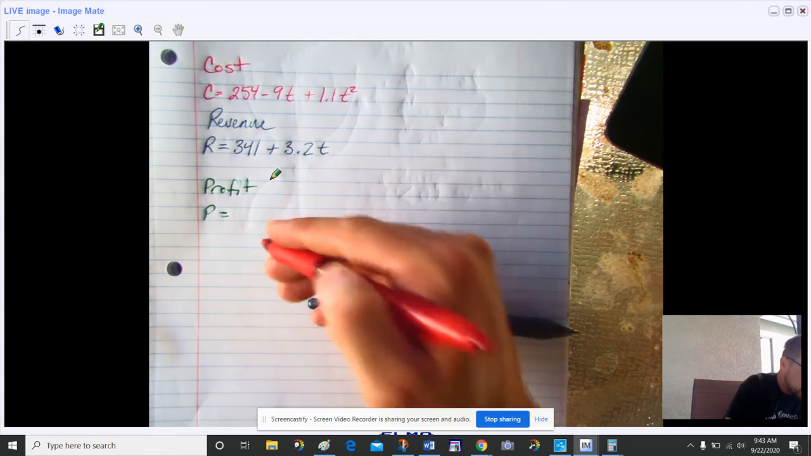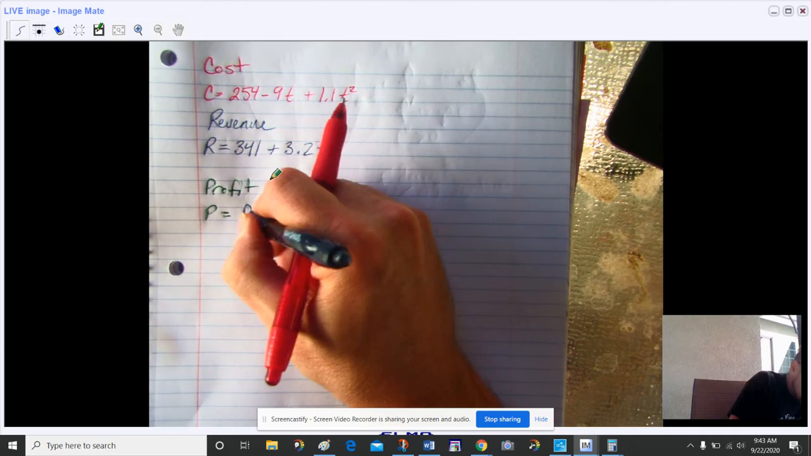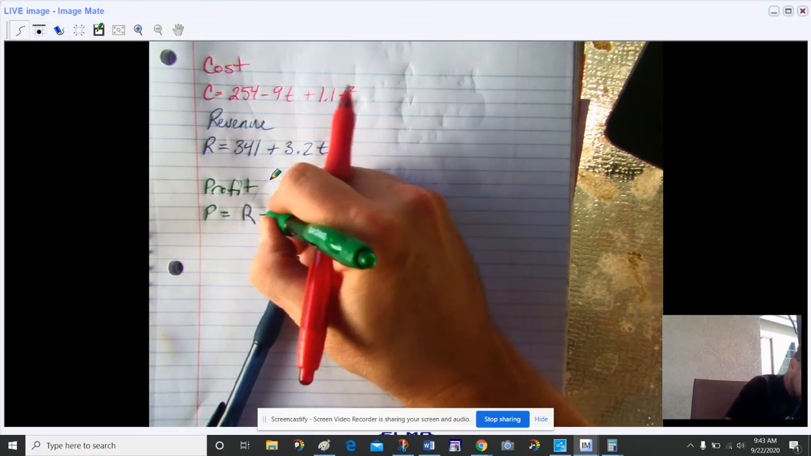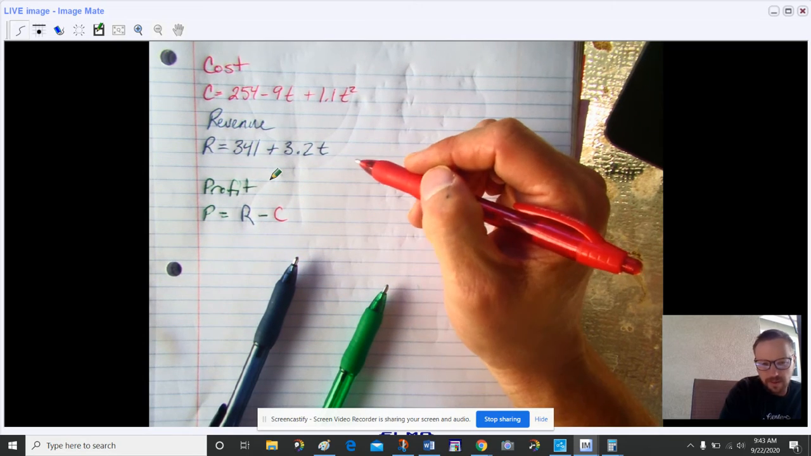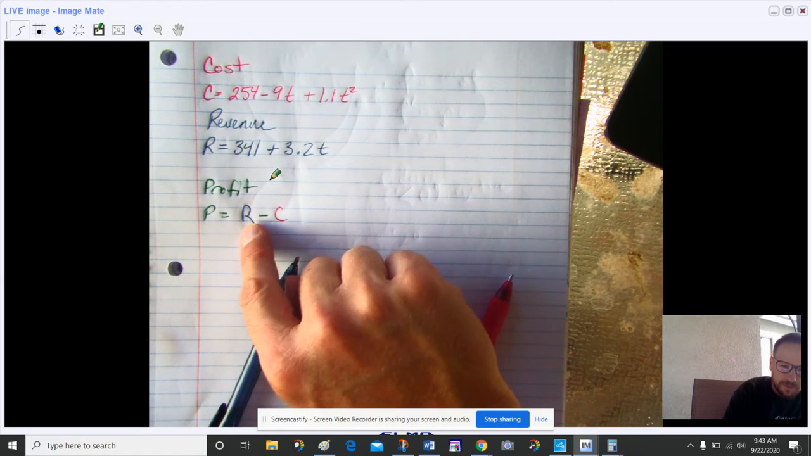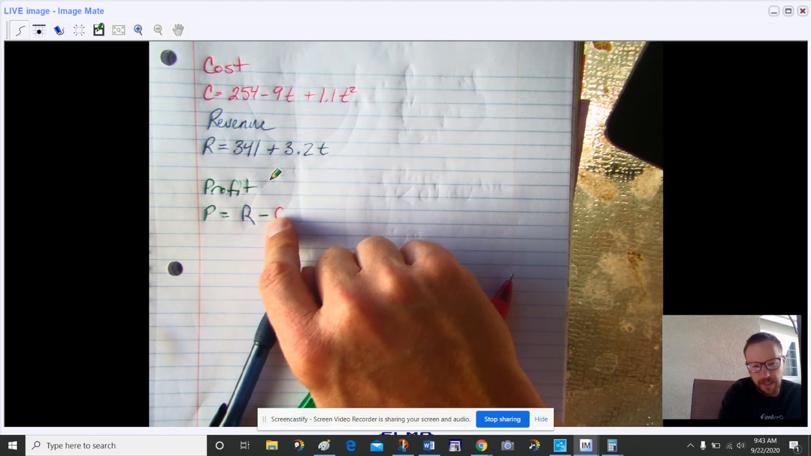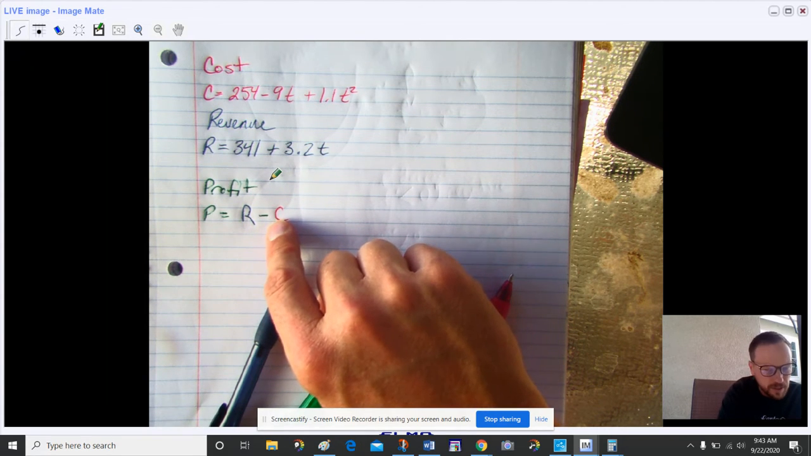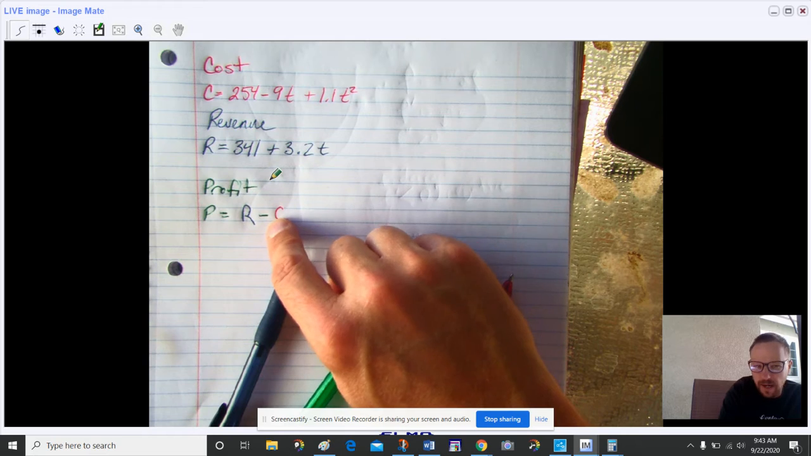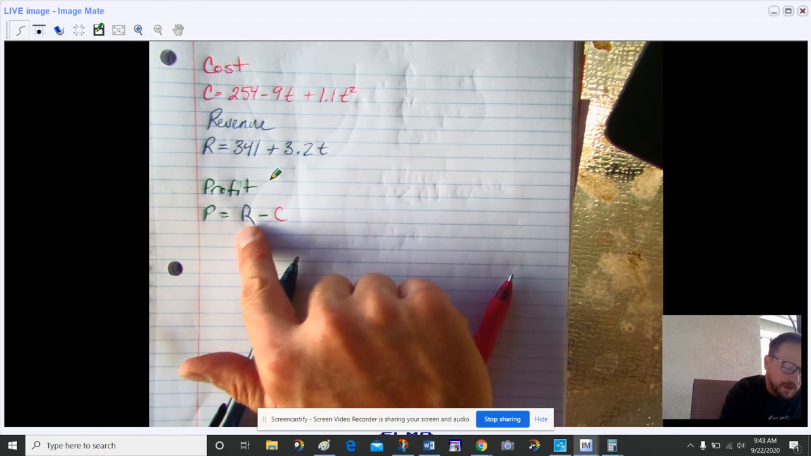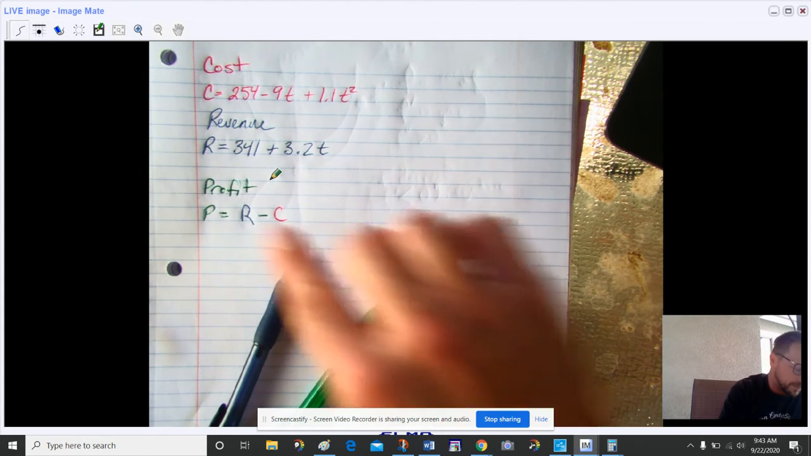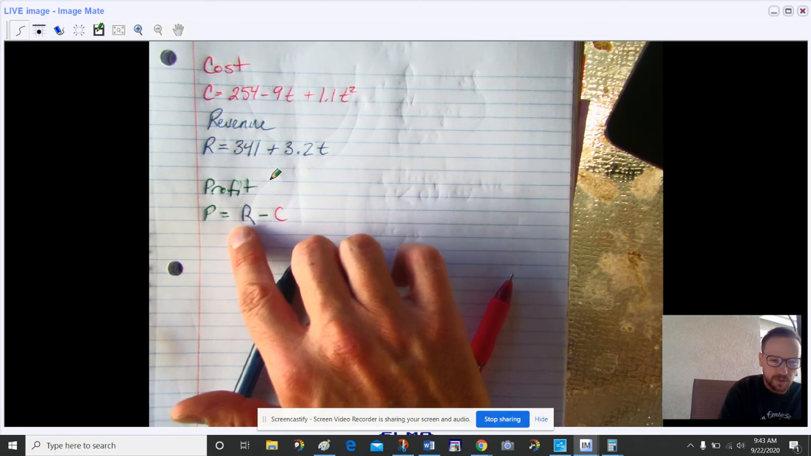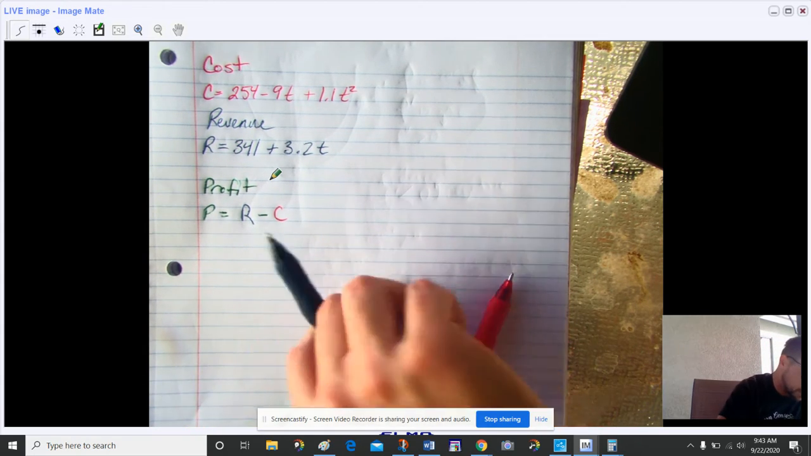All right. Profit is revenue minus cost. That is how that works. Profit is revenue minus cost. Revenue is the money you bring in. Cost is what you have to pay to produce it: materials, turning the lights on, hiring employees, all that fun stuff. Revenue is the money that you take in, so all the money that people send your way. Profit is all the extra left after you pay for your costs.